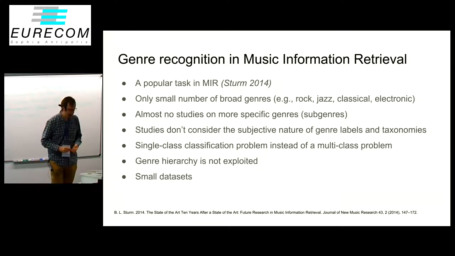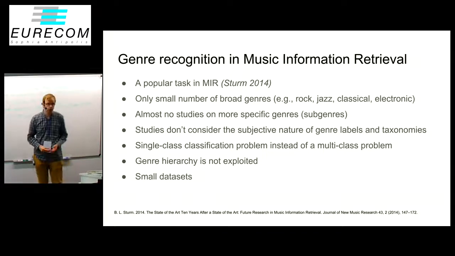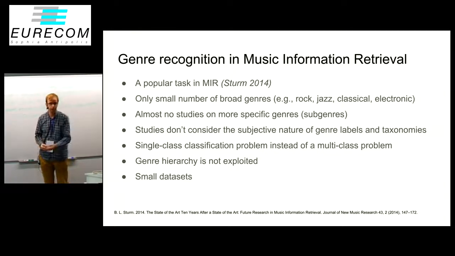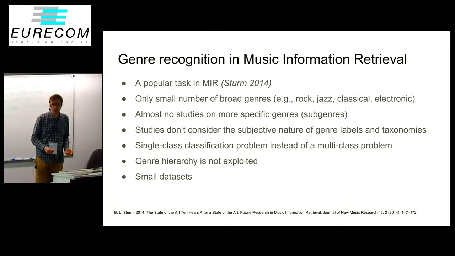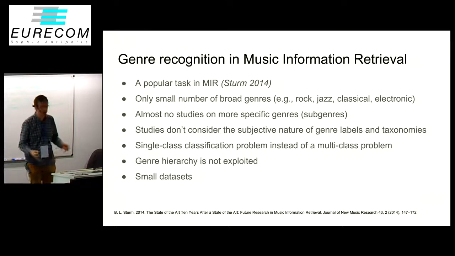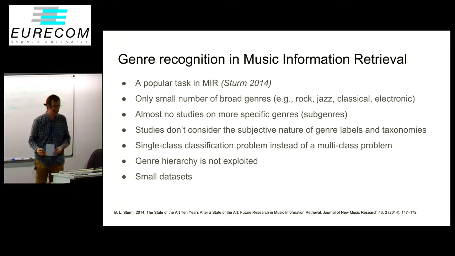We also find that genre itself is very subjective. You ask lots of people what they think the genre of a particular piece of music is, and you get lots of different answers. And they look at this as a single classification problem. So we say, well, what genre is it? We believe that it can only be one genre, and that's not necessarily the case either. We see that there's a lot of music that can be quite correctly classified into multiple different genres.